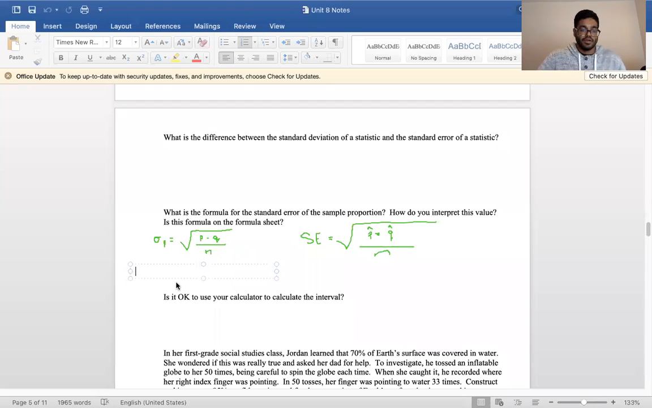Right, so here I can write SE describes how close the sample proportion P hat will typically be to the population proportion P in repeated SRS of size N.